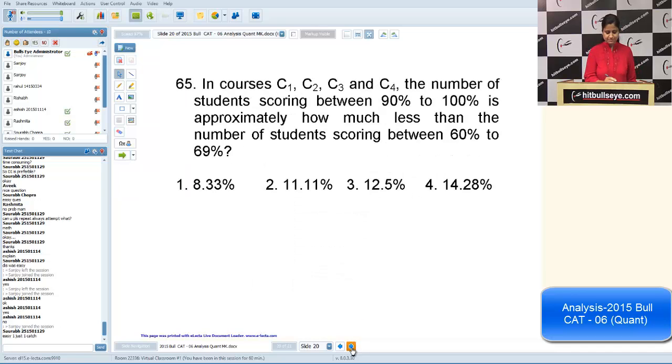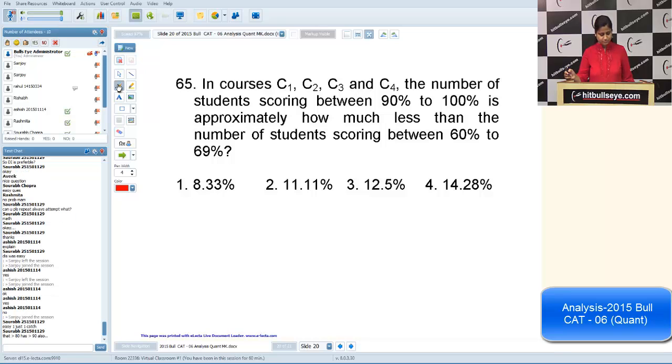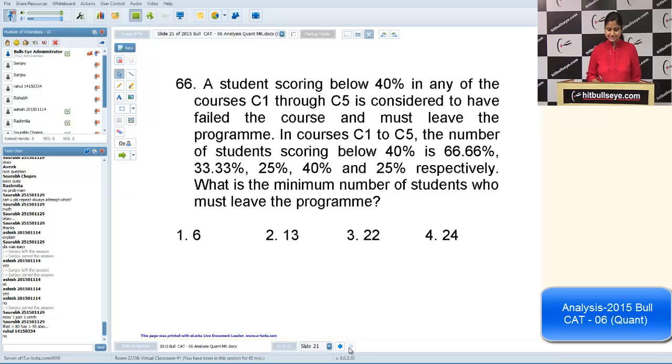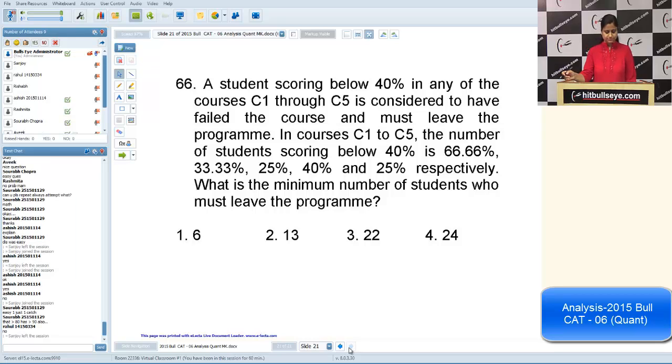Yeah, any problem in question number 65? Yes, that was the cumulative table. You have to write the range here. 65 and 66, any problem? I think there is no problem in question number 66.